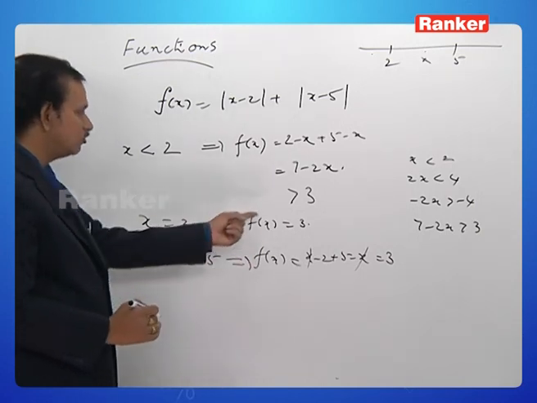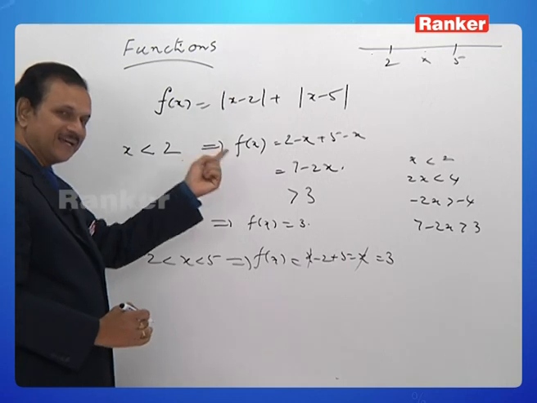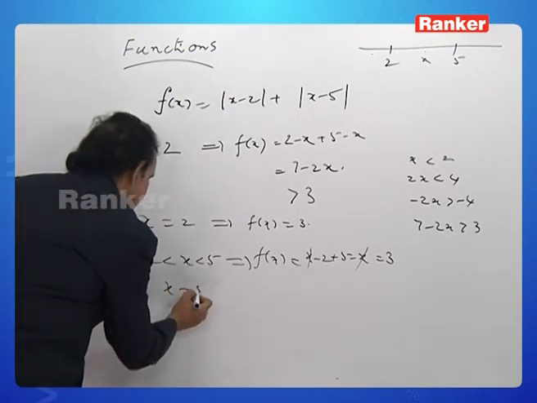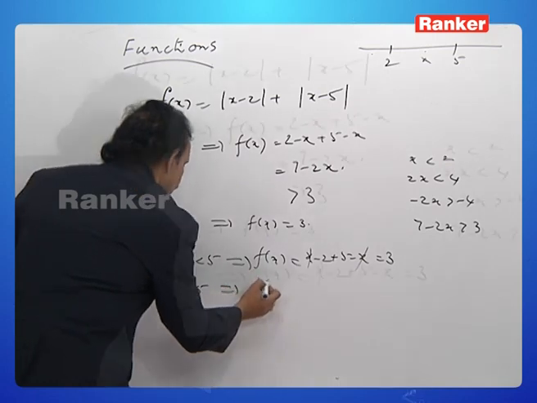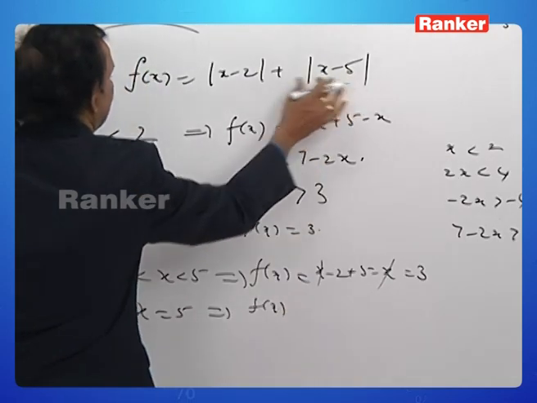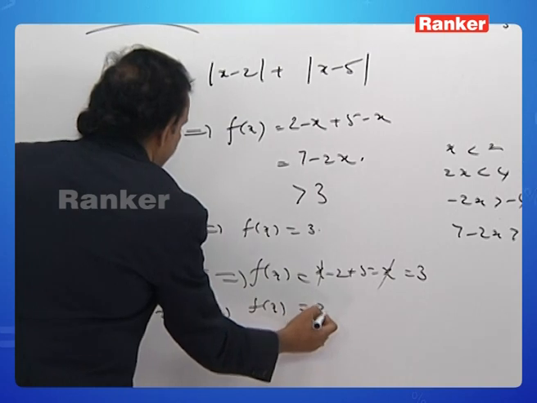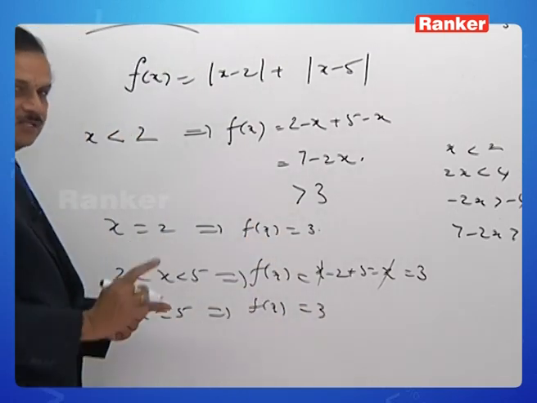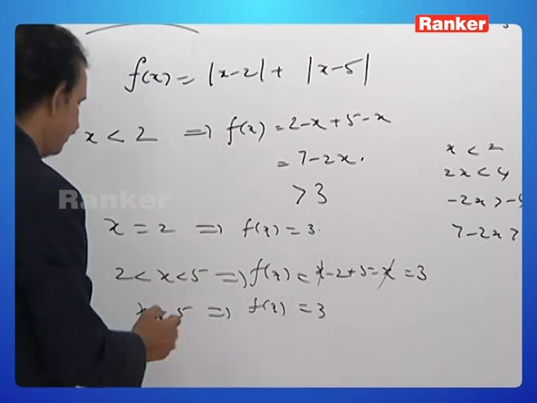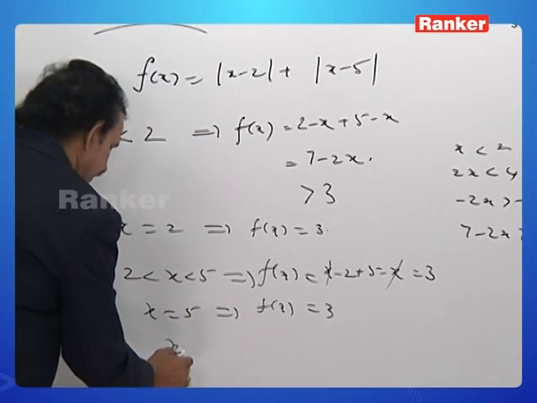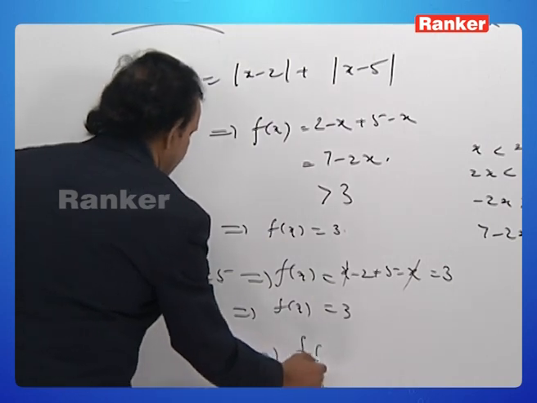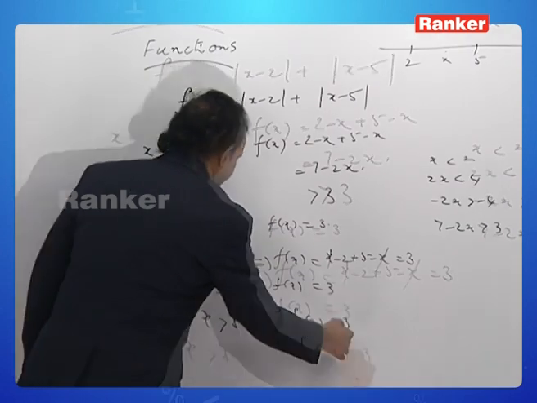At x equal to 2, it is 3. For x less than 2, it is greater than 3. If x is exactly 5, here also what is f of x? This is 0, and 5 minus 2 is 3. In almost all these cases, it is either 3 or greater than 3. There is still one more case remaining. What happens when x is greater than 5? Here also we can easily observe that f of x is greater than 3.